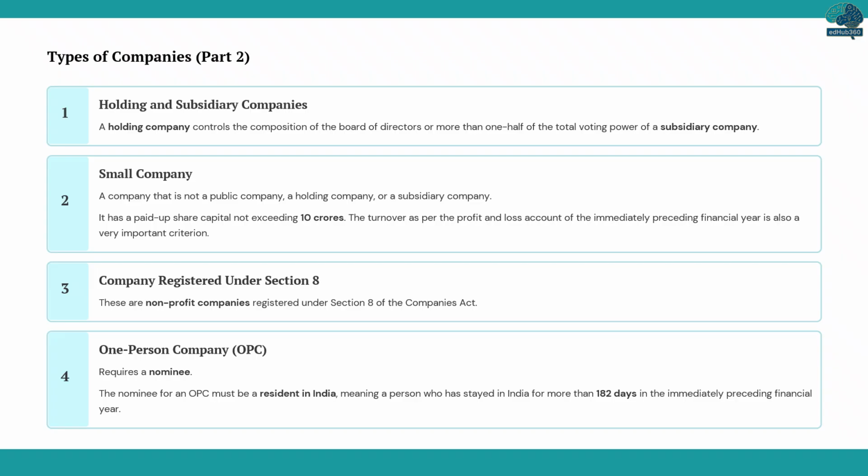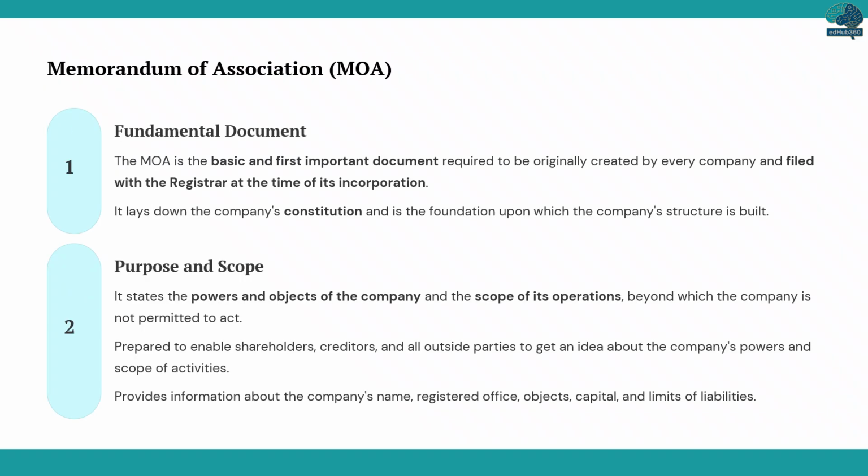Companies registered under Section 8 are non-profit organizations, established for charitable or promotional purposes. Finally, the one-person company, or OPC, which requires a nominee. This nominee must be a resident in India, meaning they've stayed in India for more than 182 days in the immediately preceding financial year. Now let's talk about the Memorandum of Association, often called the MOA.